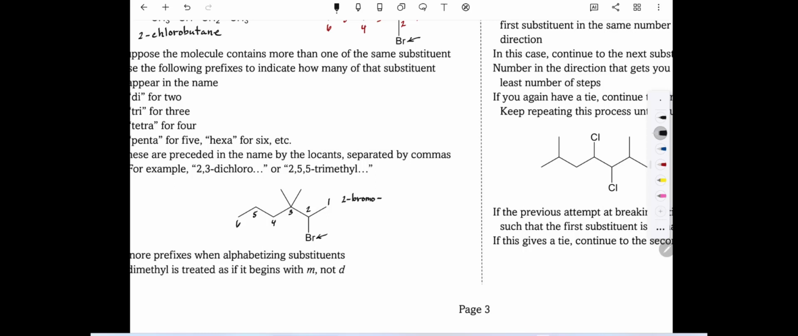And now both methyl groups are on carbon number 3, so we're going to write 3,3-dimethyl, and the parent is hexane. 2-bromo-3,3-dimethylhexane.